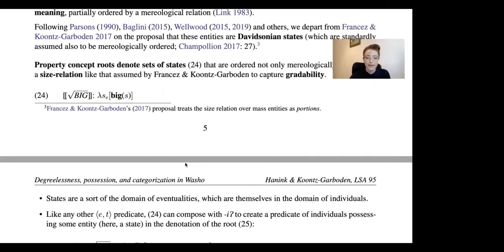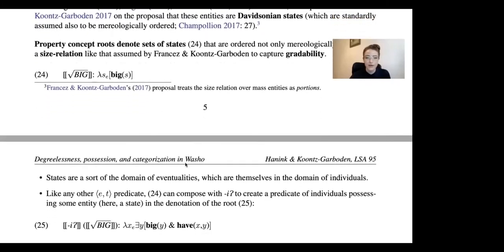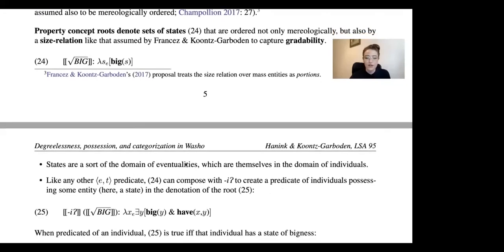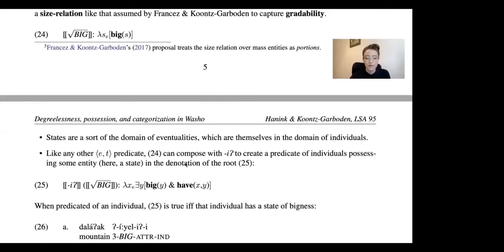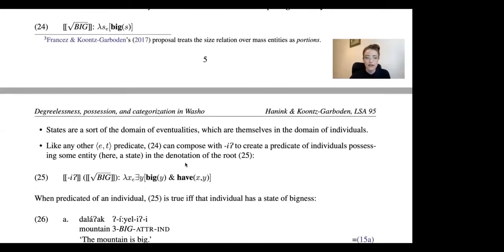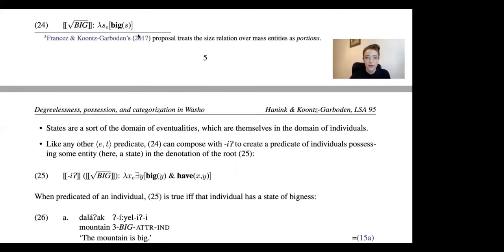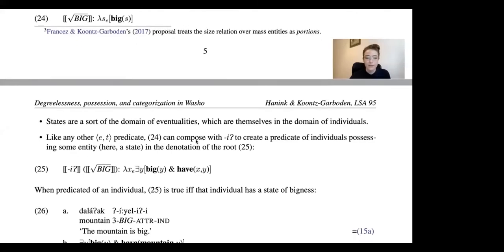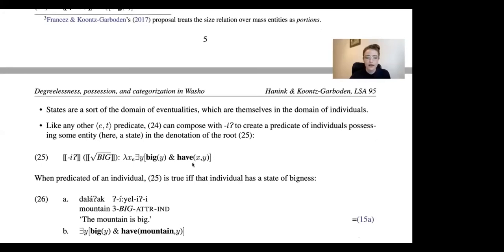Another important aspect of the proposal is that states are a sort of the domain of eventualities, which are themselves in the domain of individuals. So this is crucial for our analysis because like any other ET type predicate, that means that the root in 24, which denotes a set of states, can compose with E in order to create a predicate of individuals possessing that state. So this is shown in 25, which is the characteristic function of individuals possessing some bigness state.